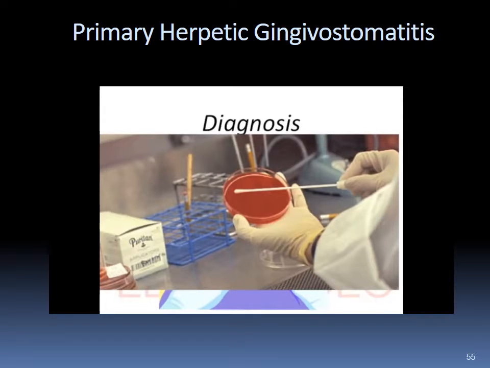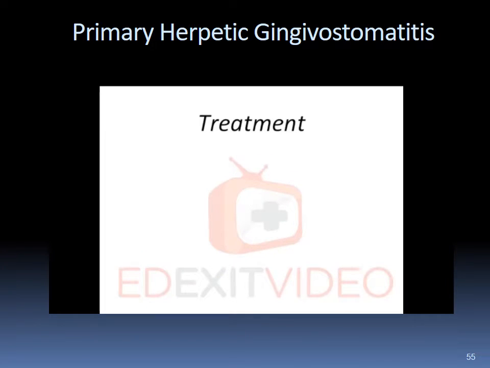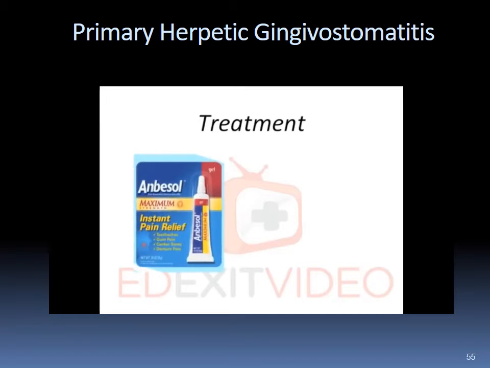And on rare occasions, a biopsy can be done on the ulcers themselves to rule out other causes of mouth ulcers. Treatment. Symptomatic treatment only is what's needed. The mouth sores themselves can be numbed using Ambesol, an over-the-counter numbing solution, and also other numbing solutions that are used for teething babies. They can be applied directly to sores.